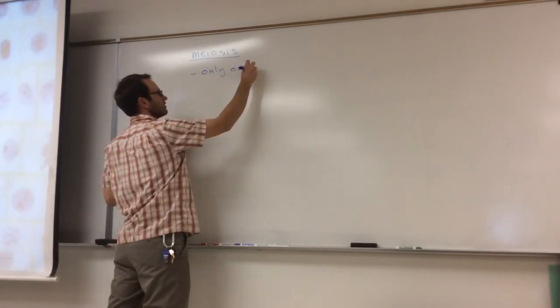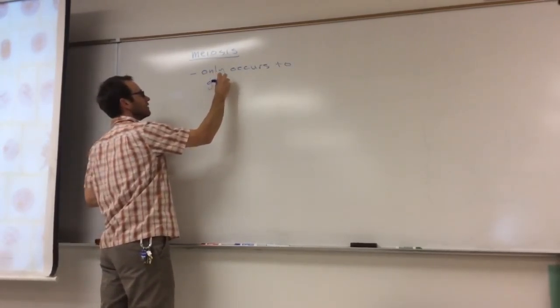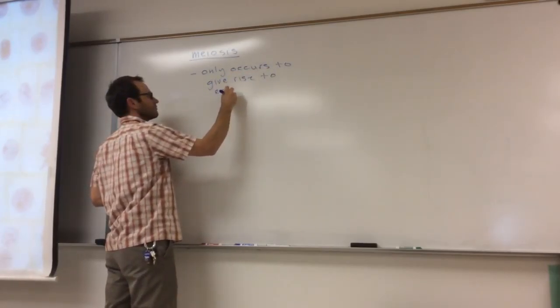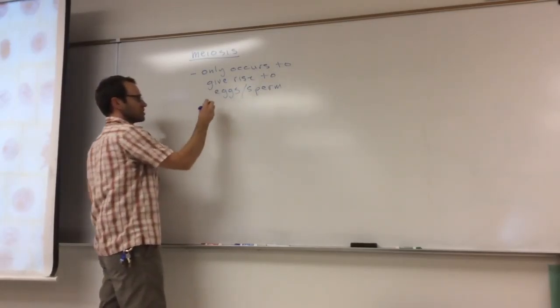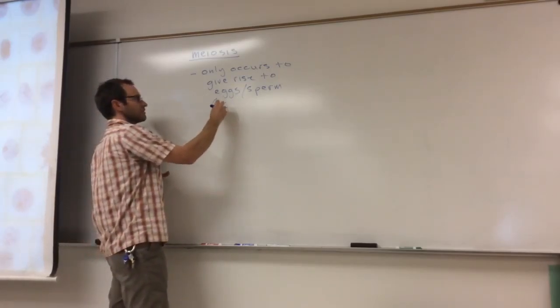So meiosis only occurs to give rise to eggs or sperm. And the generic term we use for eggs or sperm is gametes.